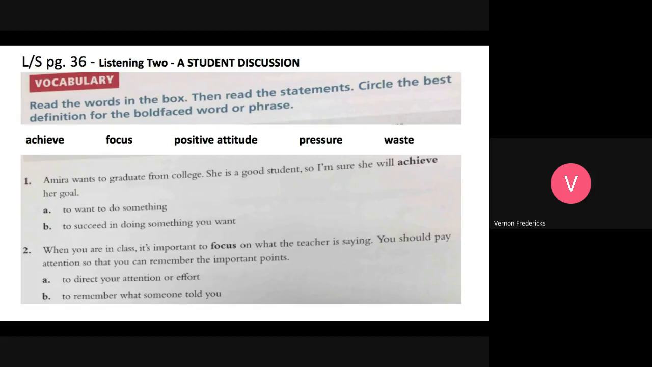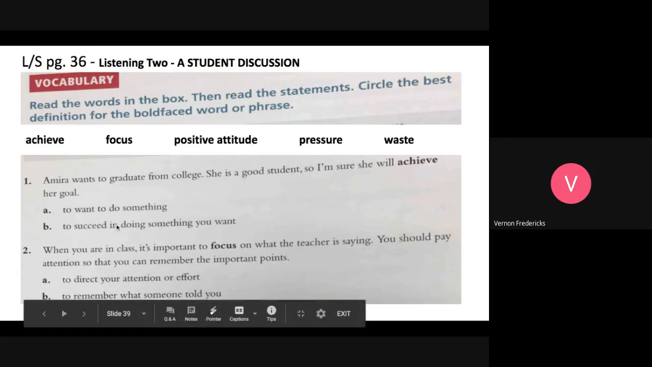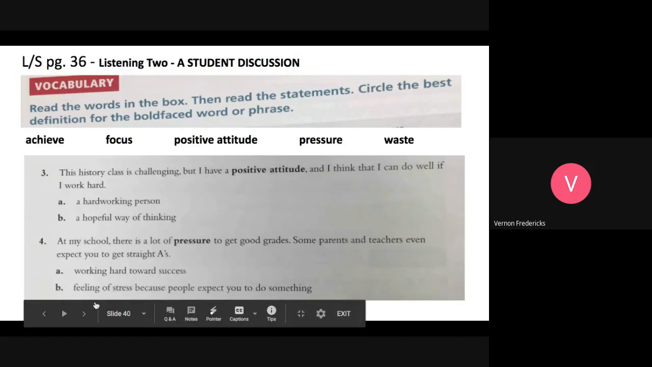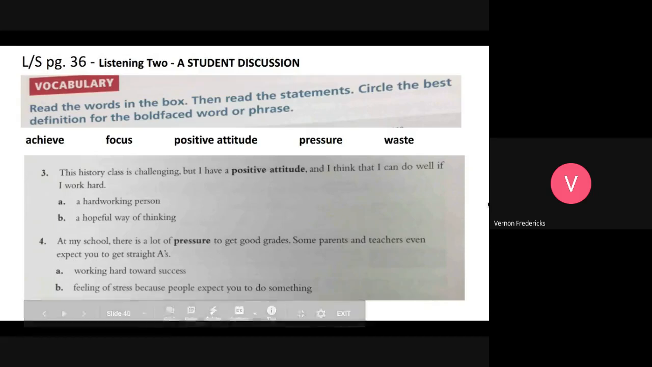Okay, quickly, do number 2 for me. Okay, students, what do you think is number 2? Is it A or is it B? The correct answer is A, to direct your attention or effort. Okay, number 3 and number 4, do for me, please.